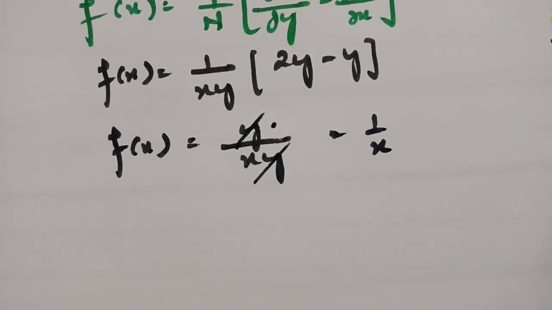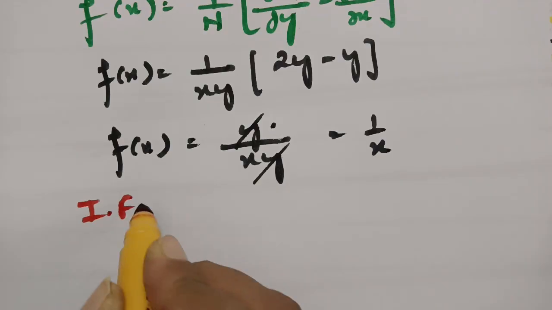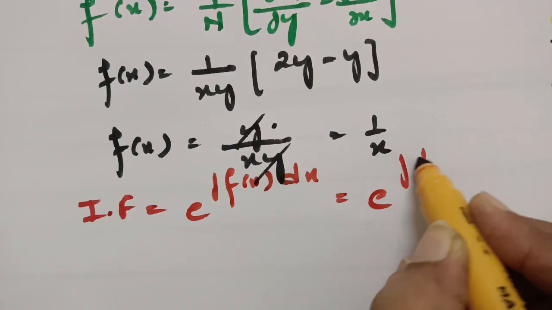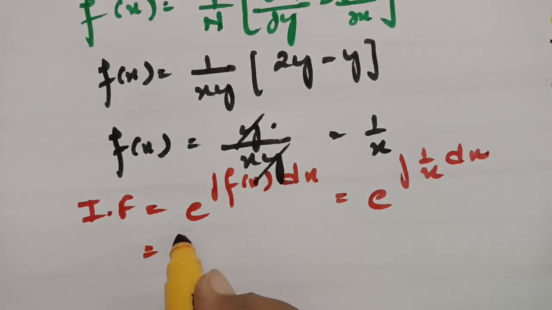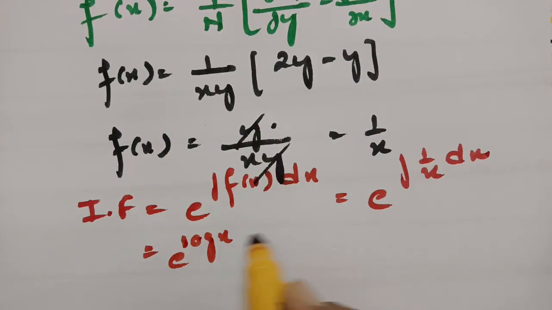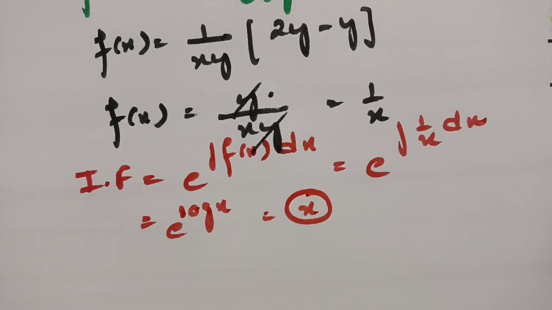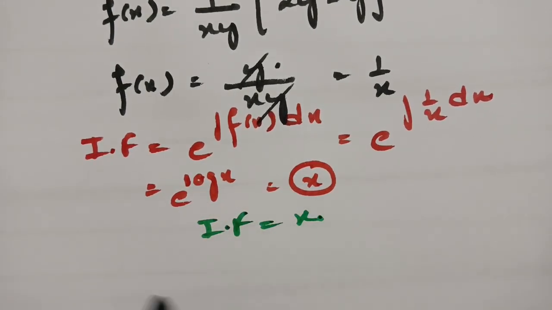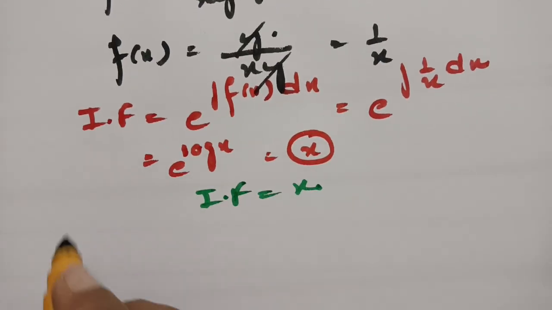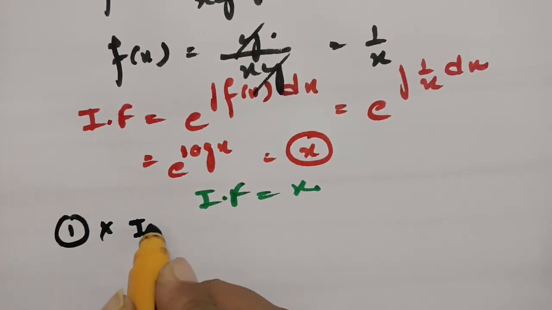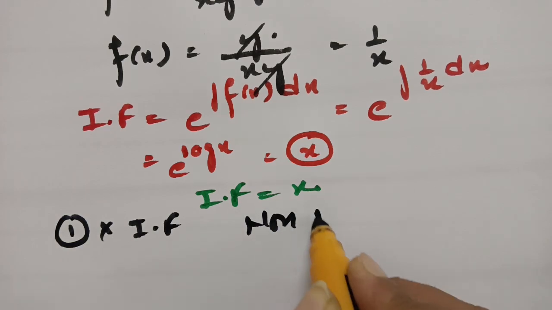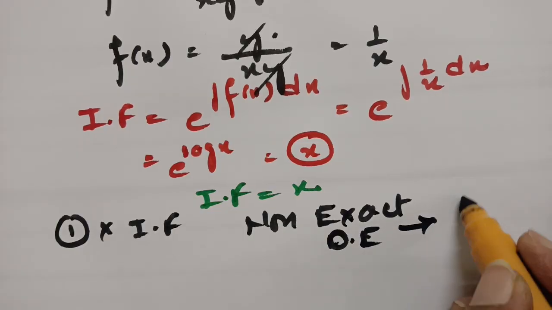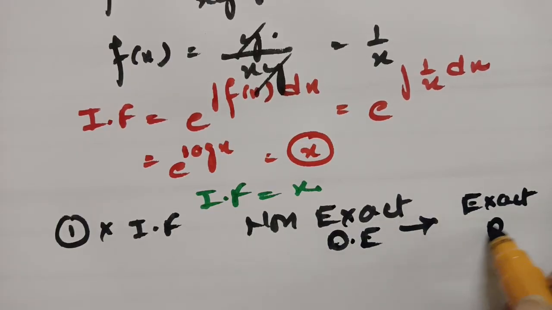Now the integrating factor, as you know, is nothing but e to the power of the integral of f(x) dx, which is the integral of 1/x dx. So this is equal to e to the power log x, and the value here is x. Therefore we got the integrating factor, whose value is x. If I multiply equation 1 with the integrating factor, then this non-exact differential equation is going to shift to an exact differential equation.